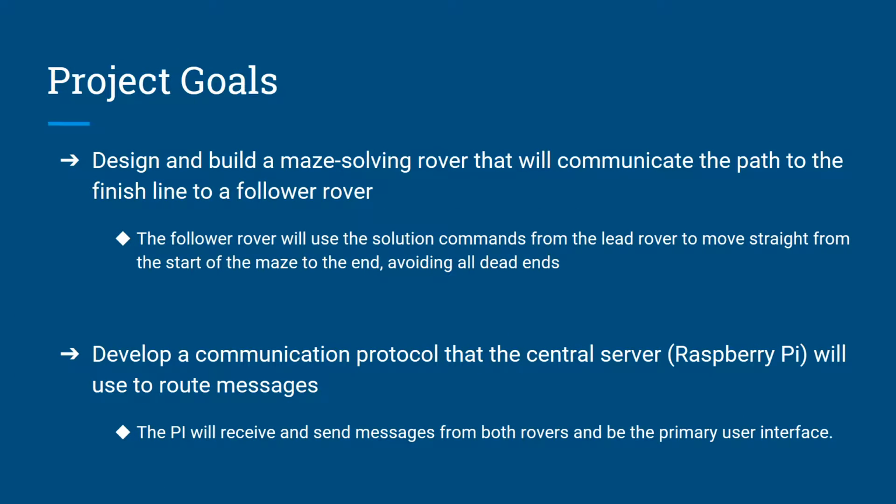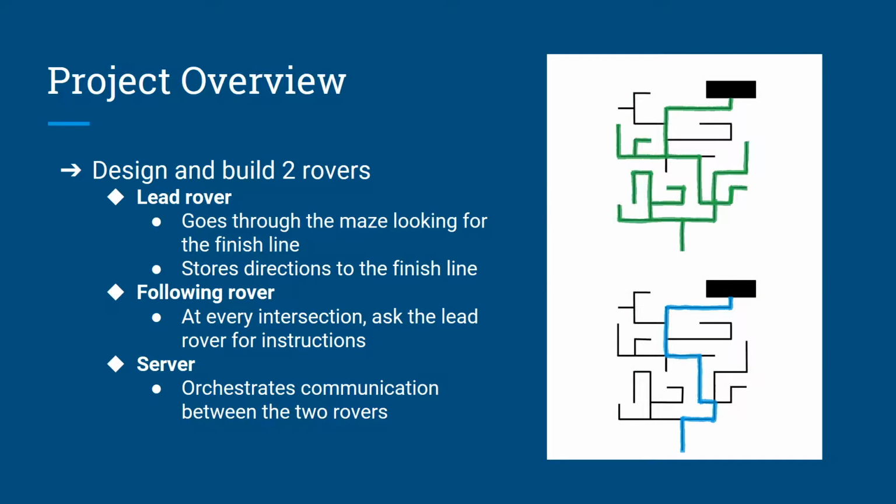The goals of this project include designing and building a maze-solving rover that will communicate the path to the finish line from the lead rover to the following rover. We will develop a communication protocol that the central server, a Raspberry Pi, will use to route messages. Our project contains 2 rovers and a server.